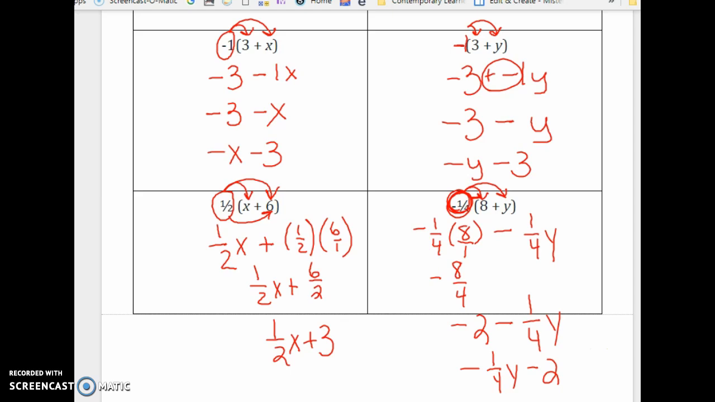Nice job. Keep these out. You're going to use the distributive property a lot this year. Nice job, everybody.